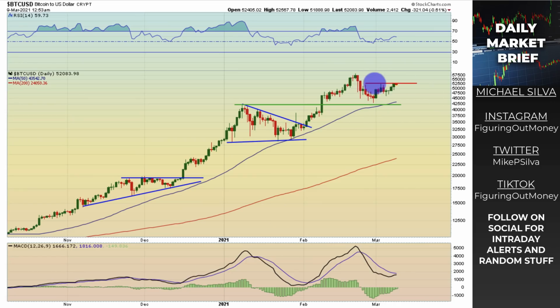Bitcoin still struggling around that area of resistance. If we break out, I think we're going to easily come tag that 57,500. So this could present itself for a pretty good opportunity. You can see the MACD right here. Looks like it's about to start crossing over to make a bullish crossover.